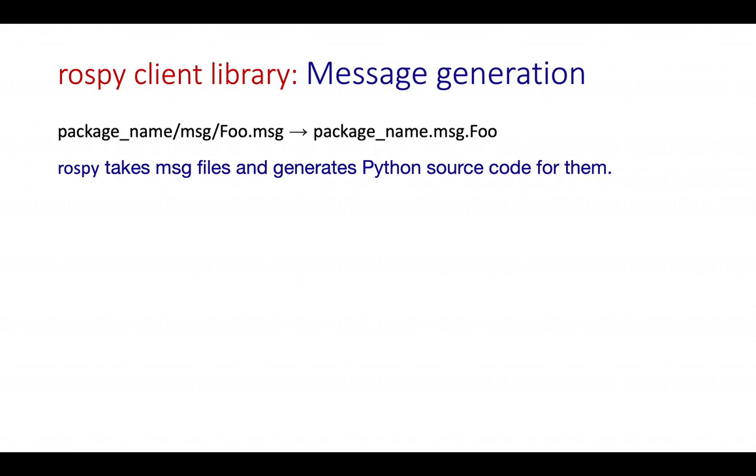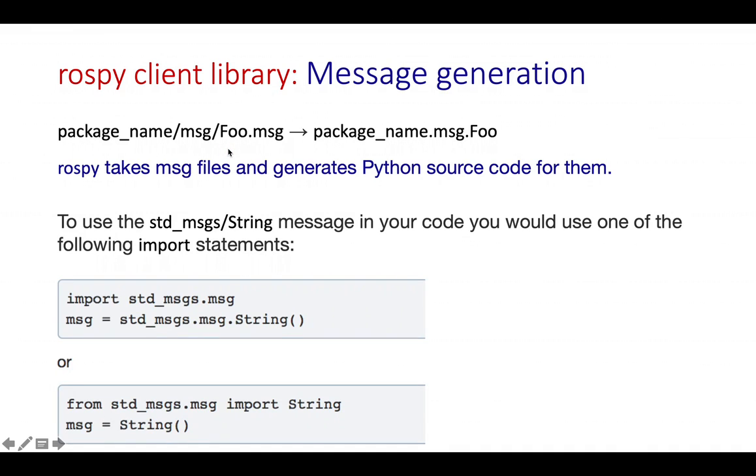So remember how I was importing string from some standard messages dot something? That was created as a class by Catkin just based on the directory structure of the custom file, right? So let's take a look at some examples.